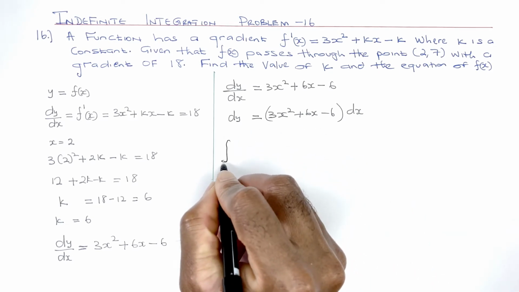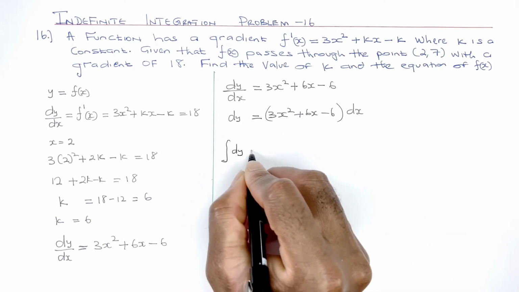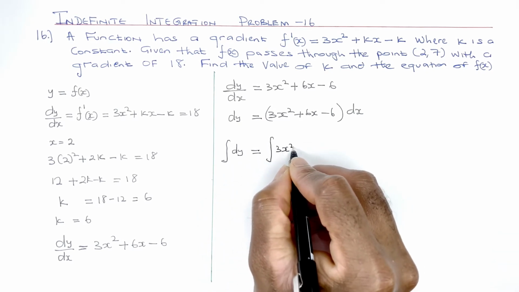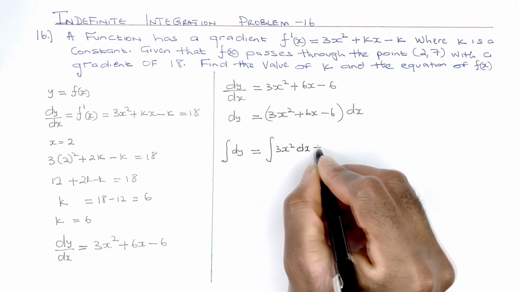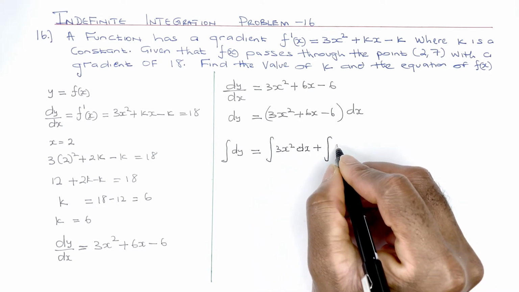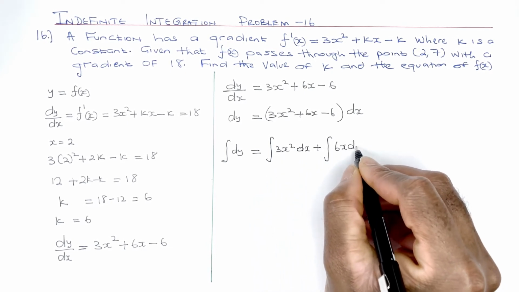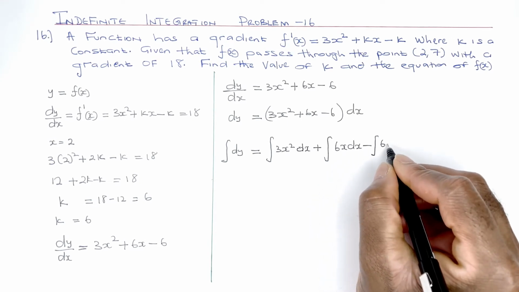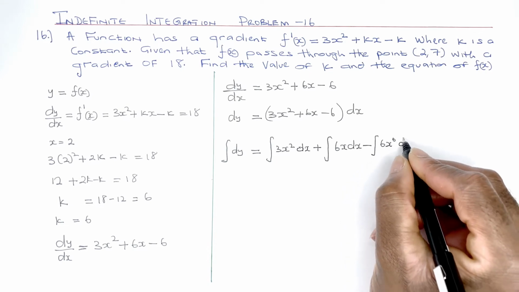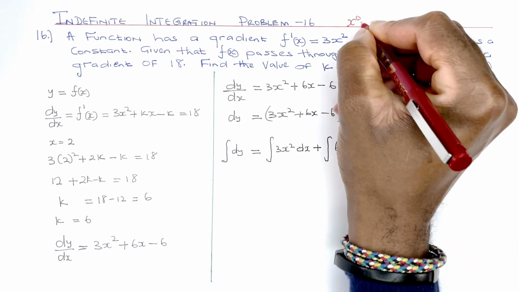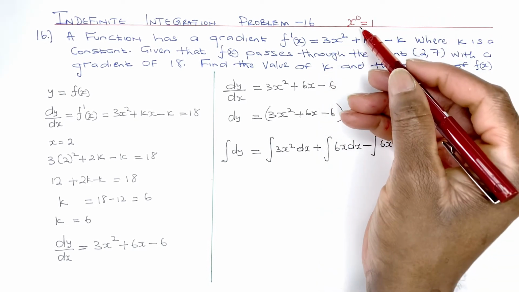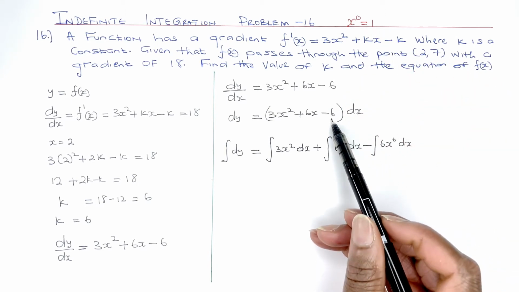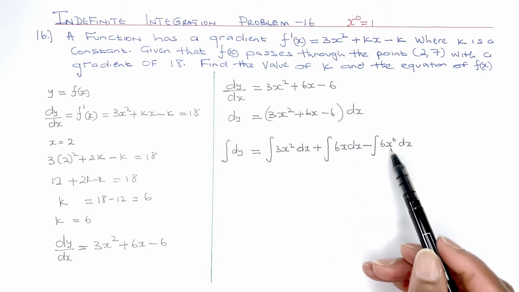So the integral of dy will be equal to the integral of 3x squared dx plus the integral of 6x dx minus the integral of 6x to the power 0 dx. X to the power 0 equals 1. Anything to the power 0 equals 1. So that's 1 times 6, and that's 6. So that's why it's x to the power 0.